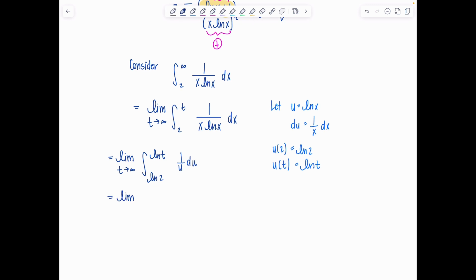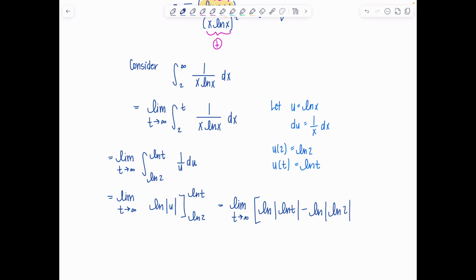Antiderivative's going to be ln absolute value of u, and then we evaluate that from ln 2 to ln of t. Keep writing lim in the front. If you drop it, the math police will come and snatch you. Write you a citation. Ln of absolute value ln of t, minus ln absolute value ln of 2.